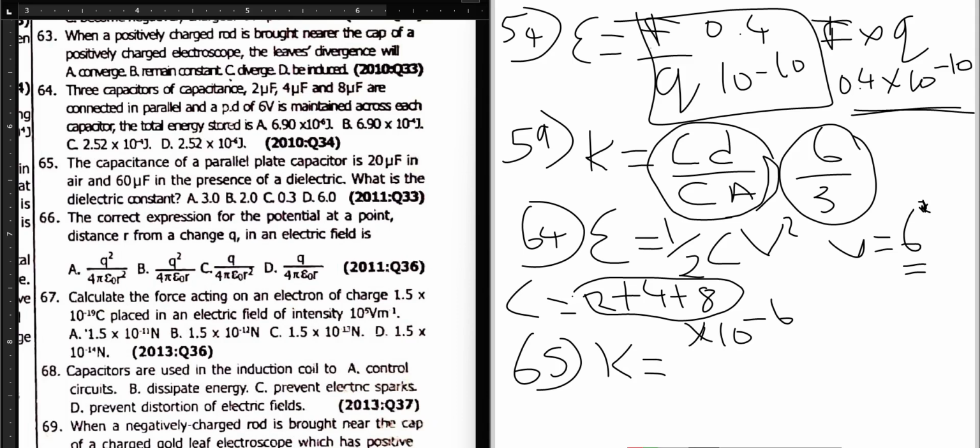K is equal to the capacitance of the dielectric, that's CD, over the capacitance in air, CA. Don't forget. Capacitance in the dielectric is 60, and capacitance in the air is 20. So this is what you are solving.